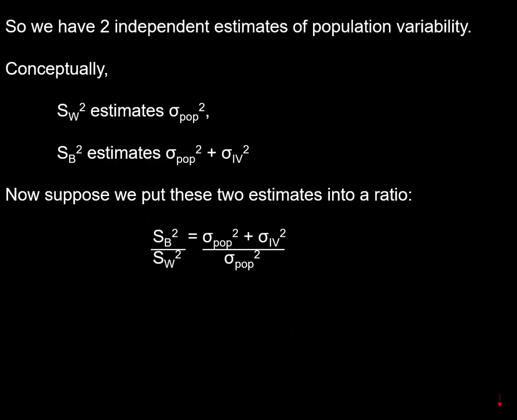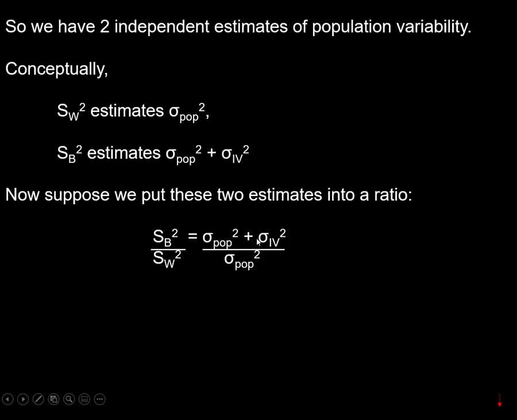All right. Now, suppose we put these two estimates together into a ratio. So we put between group variance over within group variance. Conceptually, this is what we're doing. We have the variance owing to the population, the fact that not everybody in the population is the same, plus any variance attributable to the independent variable, divided by an estimate of just the population variance.